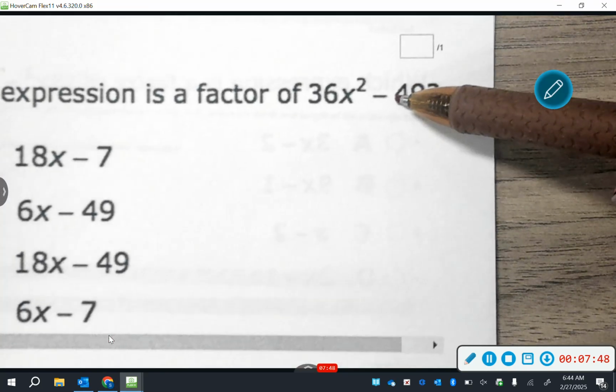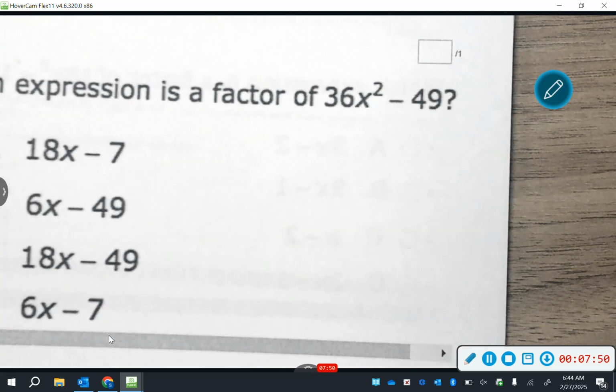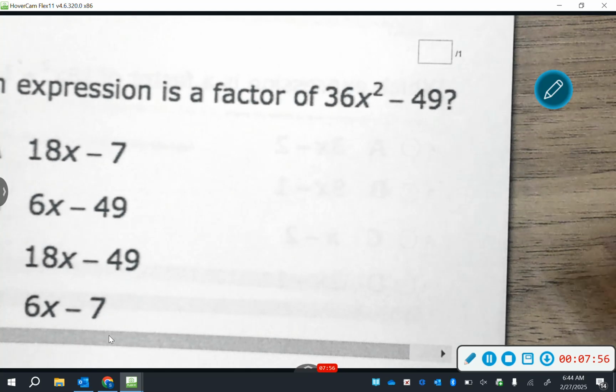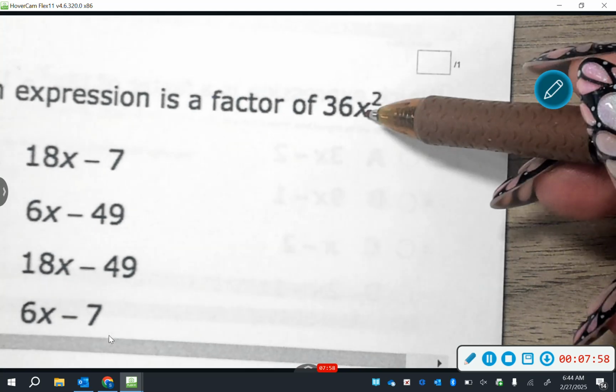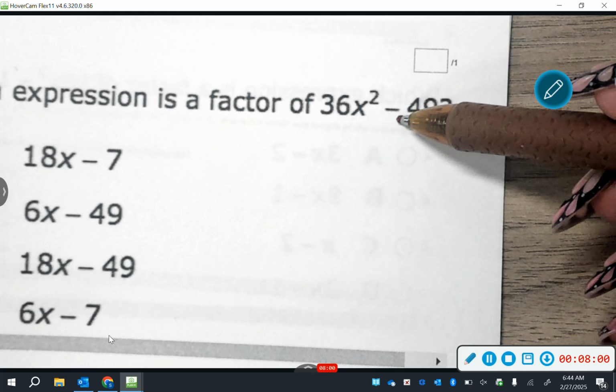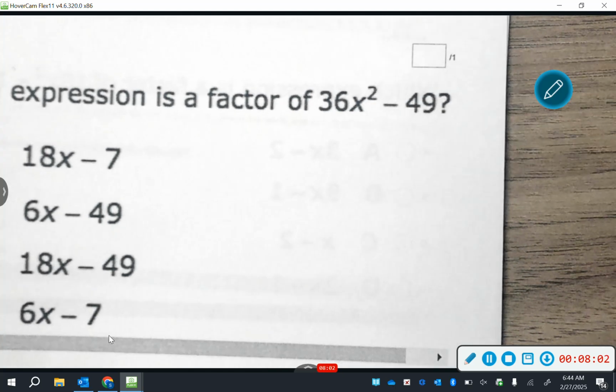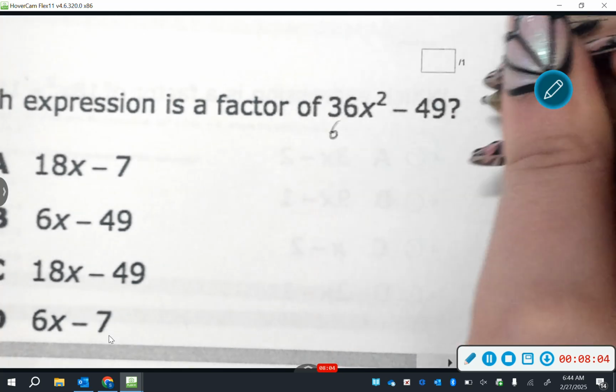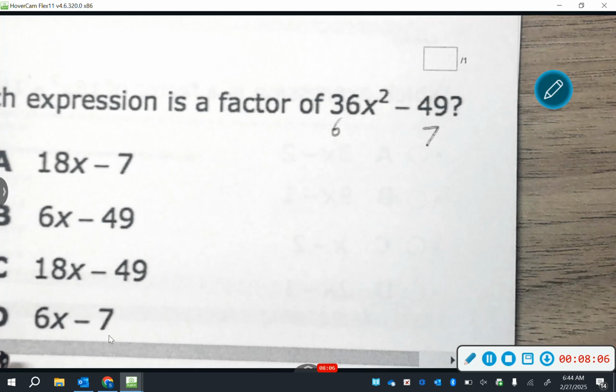So of course I could box it, but I'm always going to check for PST or dots first, because that's really helpful. That'll help us save some steps in having to box everything. 36 is a perfect square. We're subtracting. 49 is a perfect square. 36 is 6 times 6. 49 is 7 times 7.